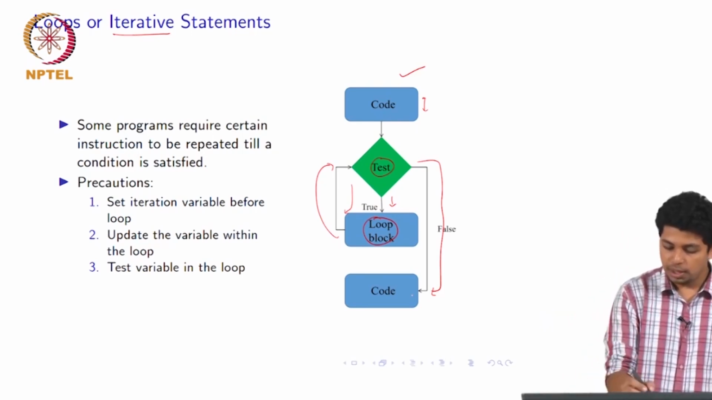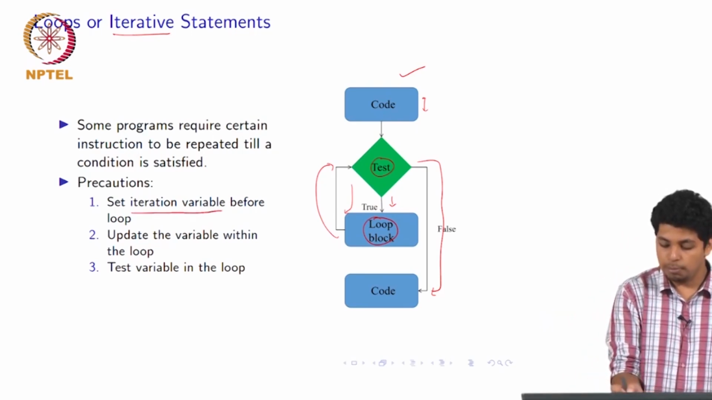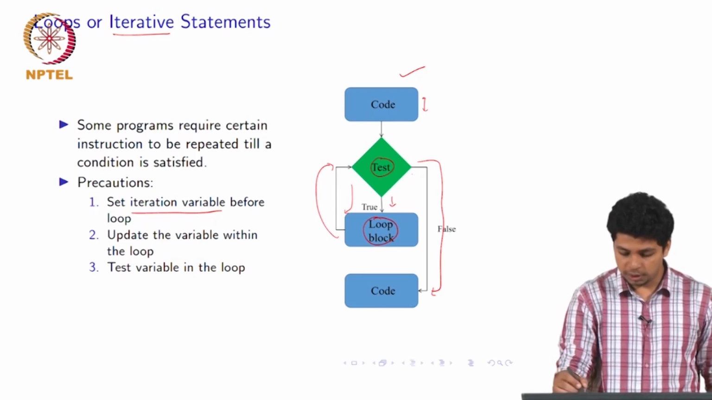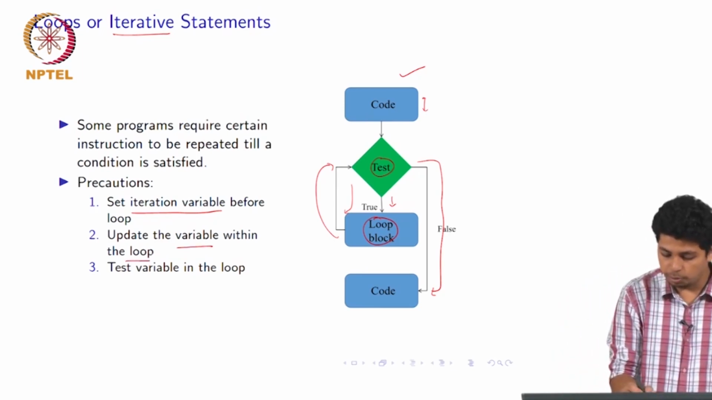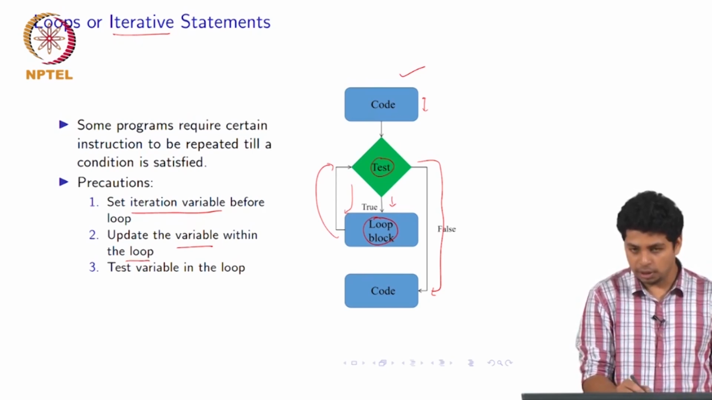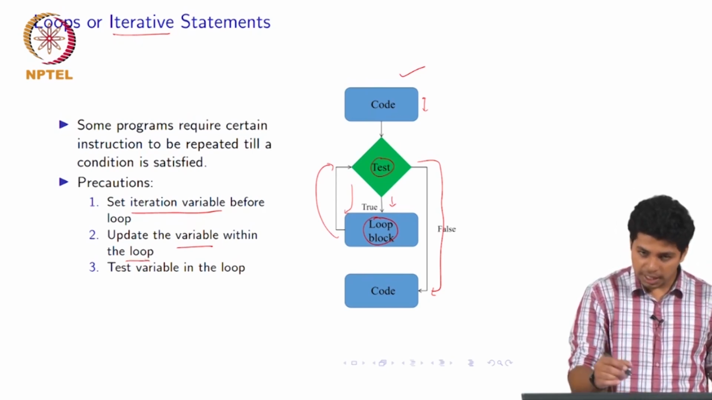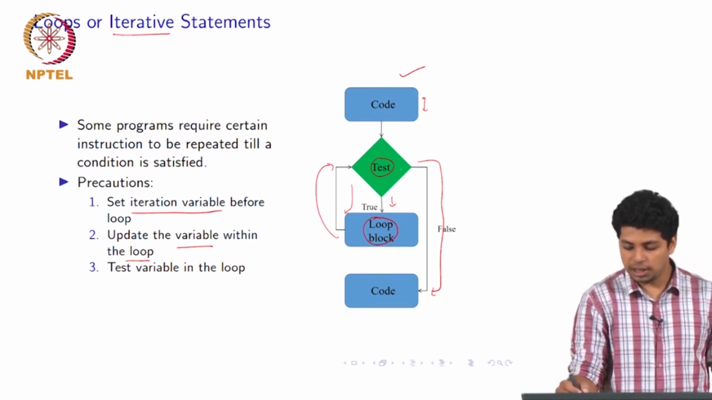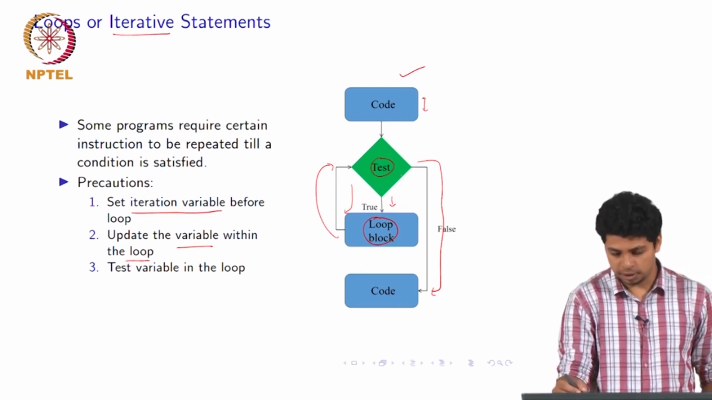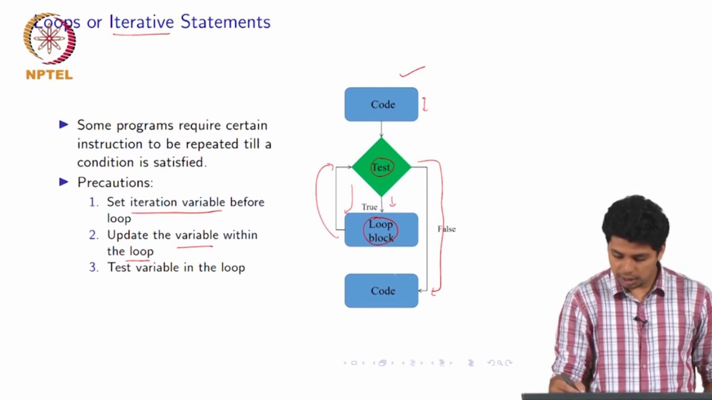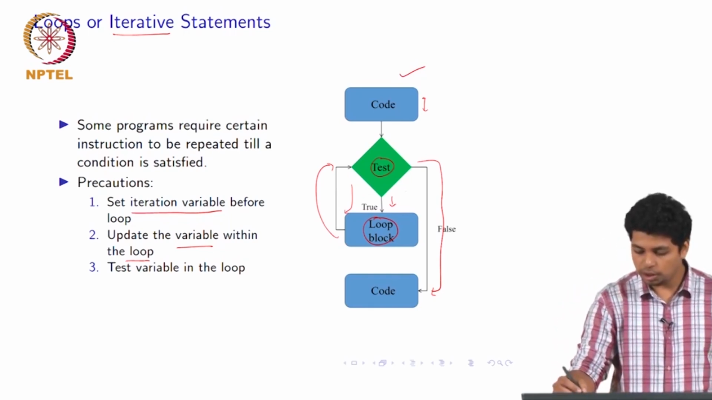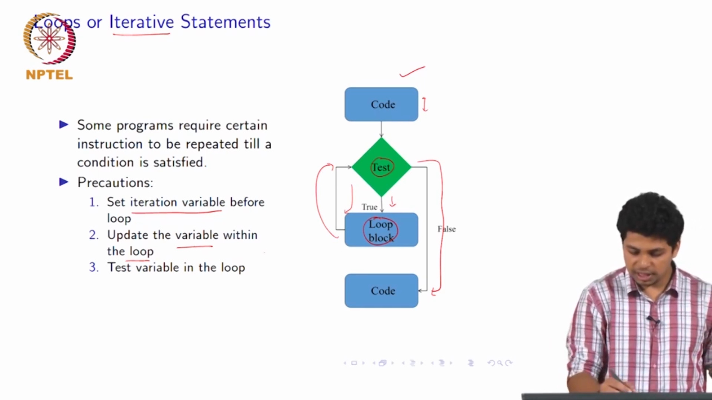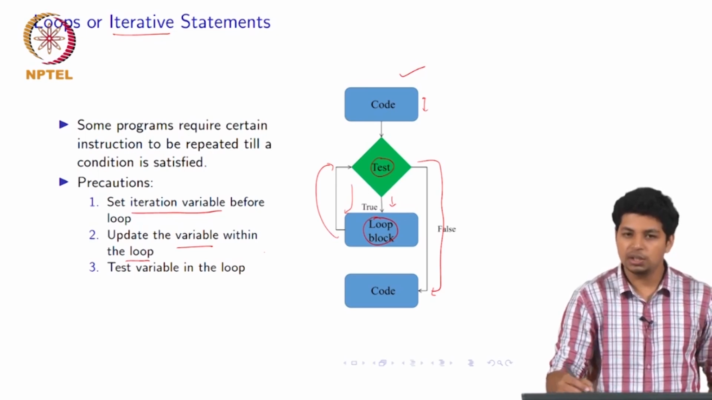Now the precautions would be, we always set an iteration variable before the loop starts. So there is a variable which will track what happens within the loop. Then we update the variable within the loop. If we do not update the variable within the loop, it will keep executing that loop infinitely, because the value of the iteration variable is not changing. If the condition is true the first time, it will never become false, but if it is false the first time, it will just continue. Since we do not want our code to run the same statements infinitely, we keep updating, and it is generally updated such that the condition eventually becomes false.